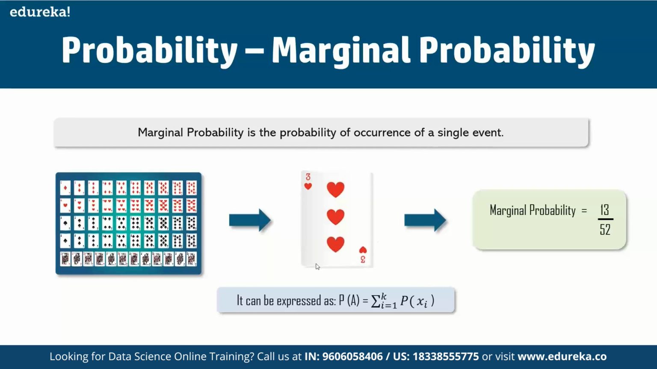So here we are checking what is the probability of getting this particular card. It is the 3 of hearts. We have a deck of 52 cards, and what is the probability that we are going to get this value? We are going to express it as P of A equals sigma i equals 1 to K of P of xi. So if I'm very particular that I want a 3 and a heart, then it is going to be 1 by 52. If we want only a heart here, then it is going to be 4 by 52, right?